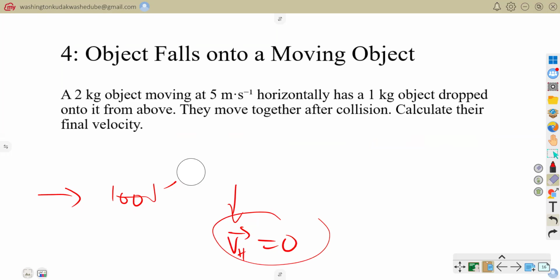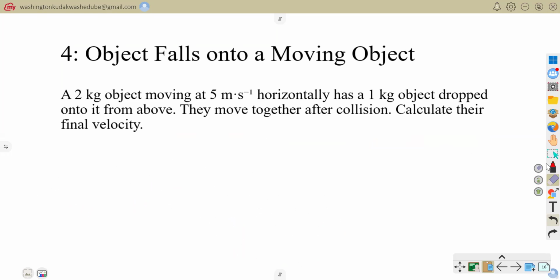So we are always going to be looking into horizontal linear momentum whenever we have two objects, with the one going down and the other one going horizontal. So we are always going to take this one, so that the one that is moving vertically would have a velocity of 0. So now they are saying a 5 kg object moving at 5 meters per second horizontally has a 1 kg object dropped onto it from above.